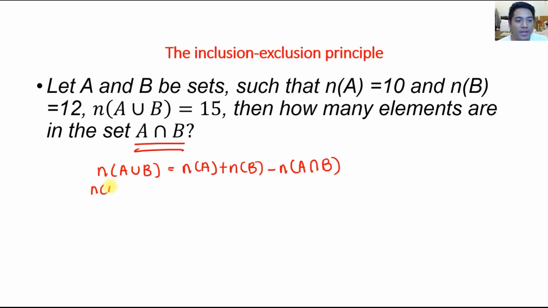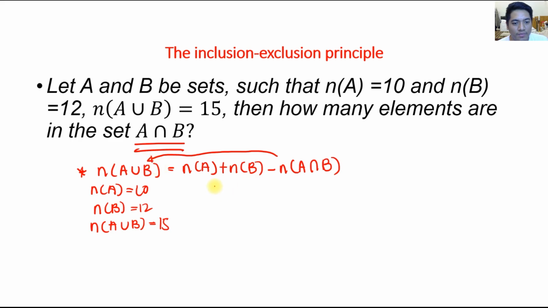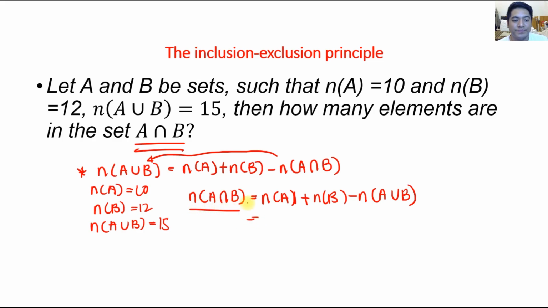So we are given N of A, which is 10. N of B is given, which is 12. We are given that the number of elements in the union is 15. So by this formula, it's pretty simple. If I transpose it to the left side, this becomes N of A intersection B equals N of A plus N of B minus N of A union B, so that I can find the intersection.